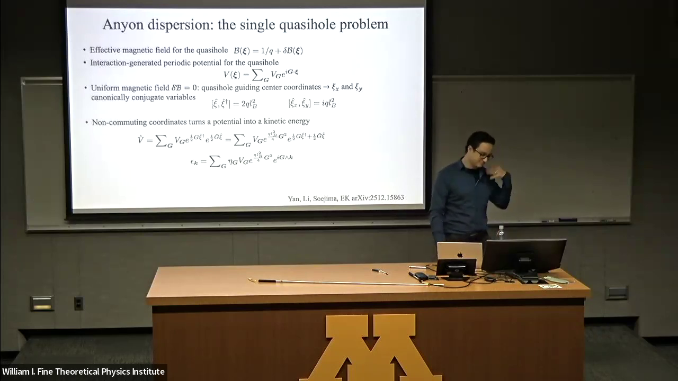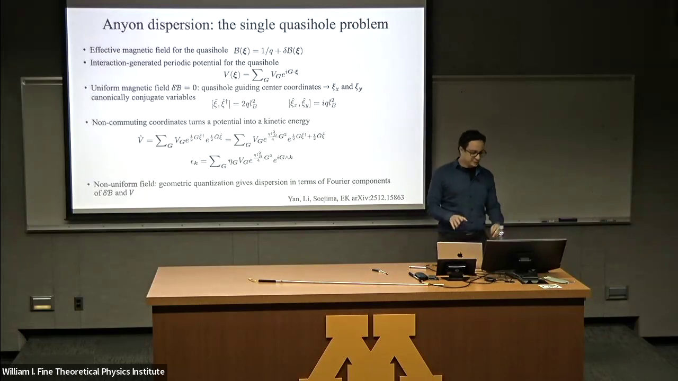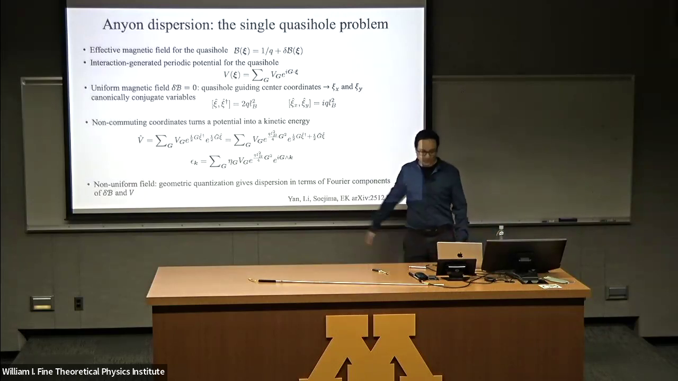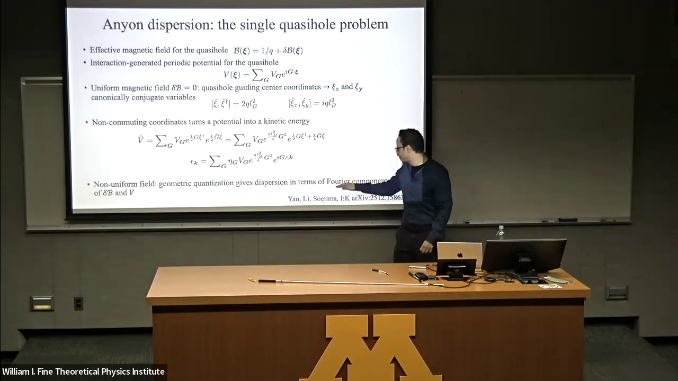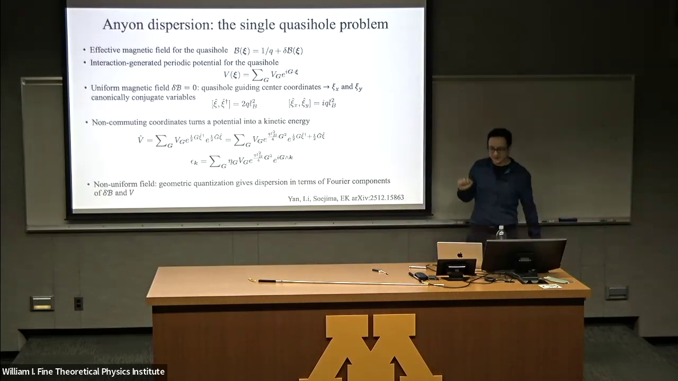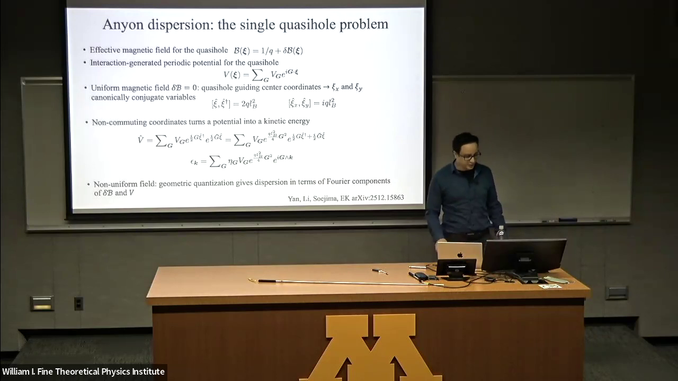Of course, if I want the full expression for the dispersion without this assumption, I need to use this geometric quantization formalism, and then we get a complicated expression just in terms of the Fourier components of delta B and V that I will not mention here. But I'll discuss another way to see how anyon dispersion emerges that's maybe simpler and more intuitive.